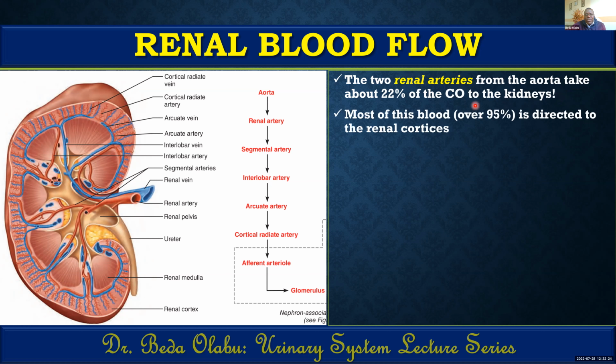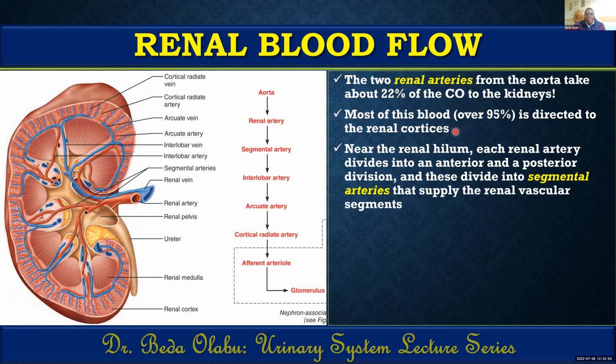Most of the blood that goes through the kidney is directed towards the renal cortex as opposed to the renal medulla. In the next class, we are going to see why the renal medulla does not need a lot of blood supply. The amount of blood that goes through the renal medulla is actually less than 5%. Most of the blood flow goes to the renal cortex, where we have the renal corpuscles.